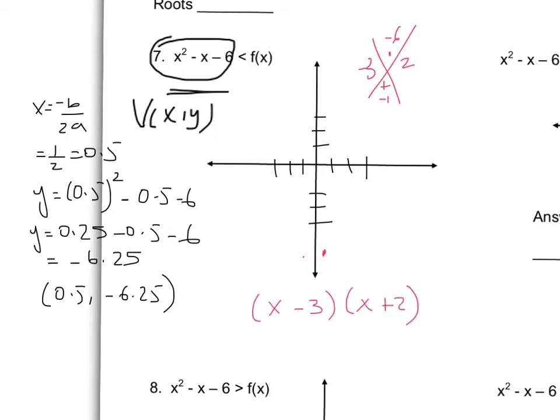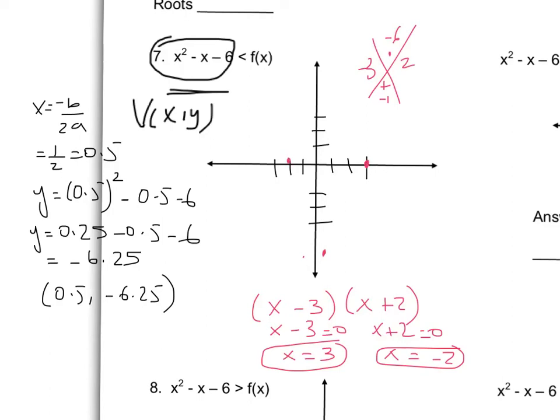So remember, when you want the roots, you set this equal to 0. So x is equal to 3. And you set this one equal to 0, and you get that x is equal to negative 2. Those are the solutions, the roots, the x-intercepts, whatever you want to call them. So the two points are 3 and negative 2. So this is going to be one of the roots, and this is going to be the other.